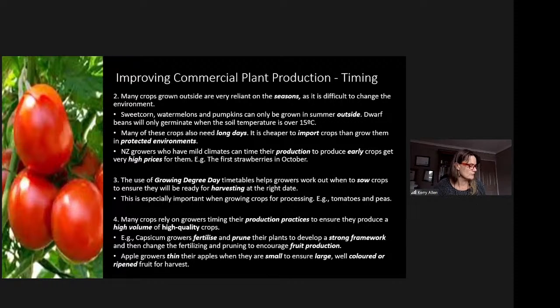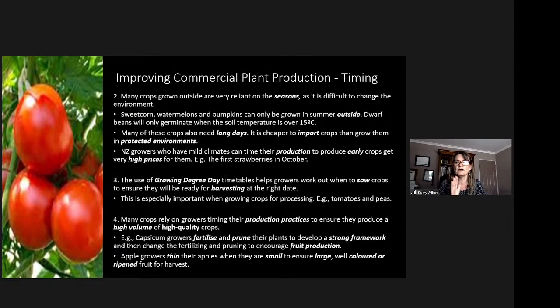The next thing for timing is looking at the seasons and trying to grow a crop within that season. So, for example, things such as sweet corn, watermelon, pumpkins, we generally grow outside, and therefore they can only be grown in our summer period. Okay, we can't grow them in the winter, mainly because they require a soil temperature of over 15 degrees.